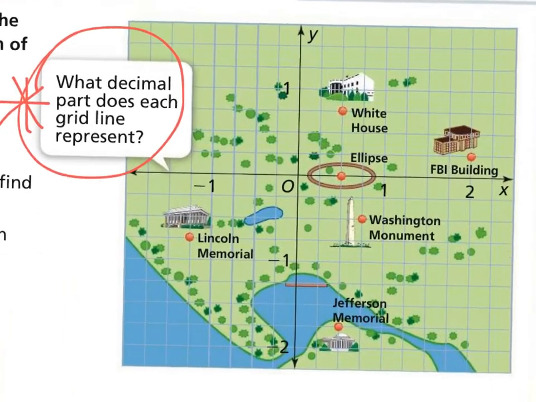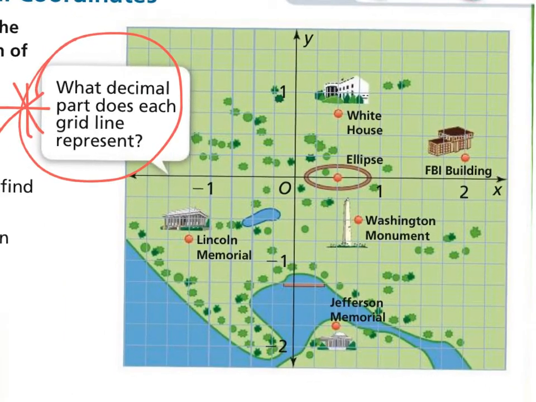So the Jefferson Memorial we can see down at the bottom here. One thing we need to look at before we get going with this, though, is that this time the number line is not going by ones. So we need to figure out what decimal or what fraction part each grid line represents.